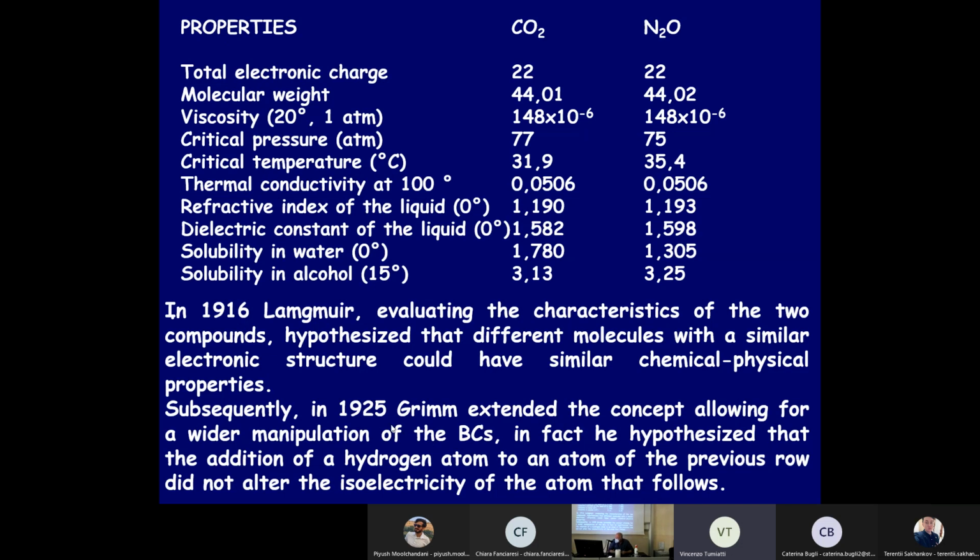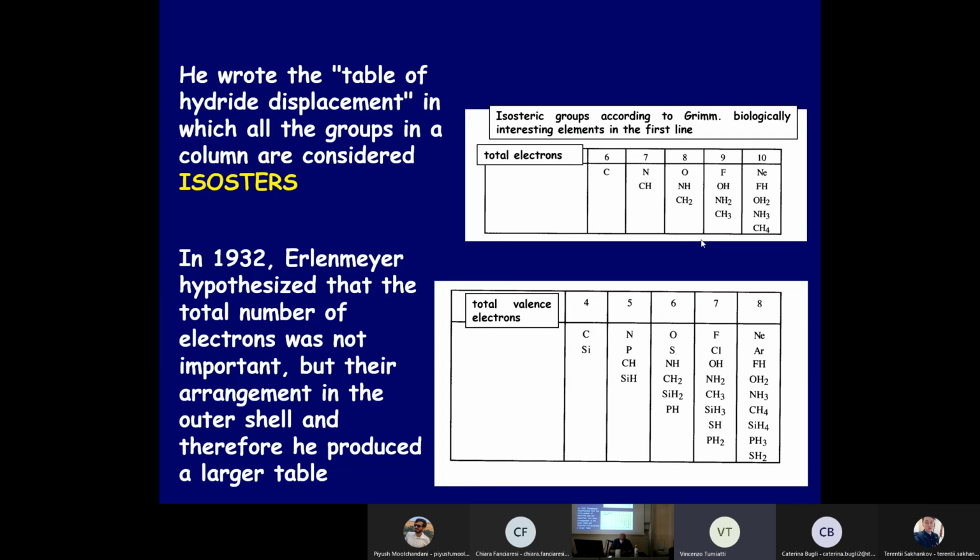Later, in 1925, Grimm extended the concept, allowing a wider manipulation. Here you can see the application of Grimm. You know that carbon has 6 electrons, and nitrogen has 7 electrons.